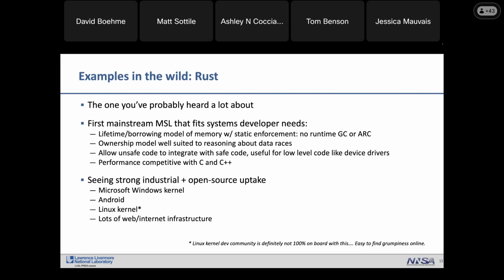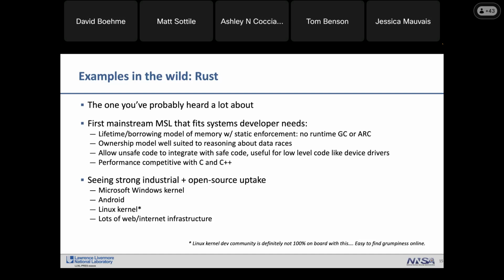And this is the language that's had the most uptake, where you probably are running Rust code right now and don't even realize it. So the Windows kernel has integrated Rust code in some components. Android uses Rust code. The Linux kernel has adopted Rust code, although they're skeptical. And a ton of web and internet infrastructure uses it.